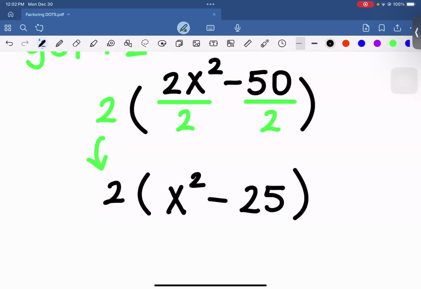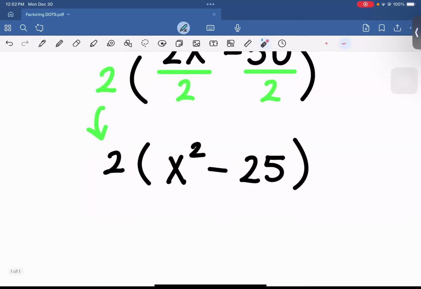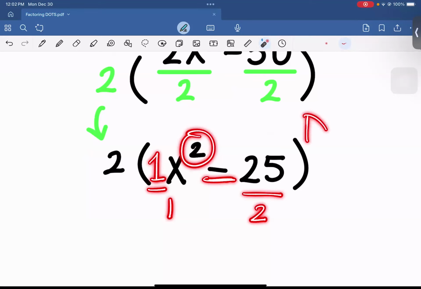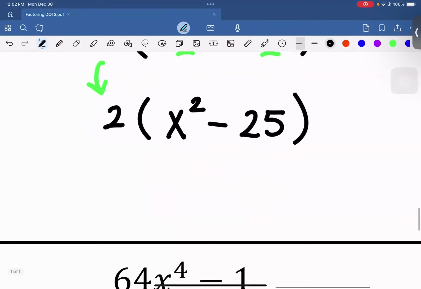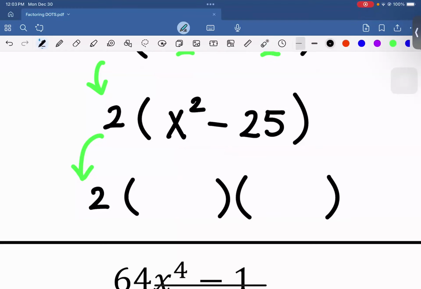So now if I'm looking at this, I notice here that with this invisible one here, we have our perfect squares, we have two terms, we have even exponents, and we have subtraction. We're going to do dots for sure. I'm going to keep my GCF on the outside. And then I'm going to open up two sets of parentheses because we're doing dots here. Two sets. I'm going to put my plus and my minus in each of my parentheses. And then just like we've been doing with the other ones, I'm going to put my square root symbol over each of these terms.